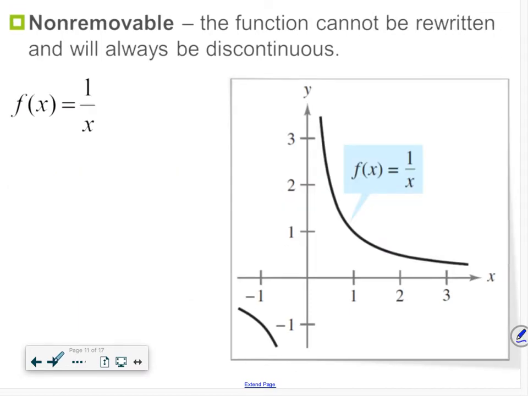Okay? f of x equals 1 over x would be an example of a function that has non-removable discontinuity because we have an asymptote, and I'll draw it bright red for you here. The denominator equals 0 at 0, and there's no way algebraically to get rid of that x in the denominator, so it is an asymptote. There's nothing we can do. We have non-removable discontinuity.